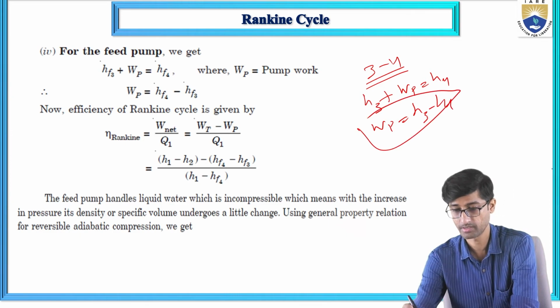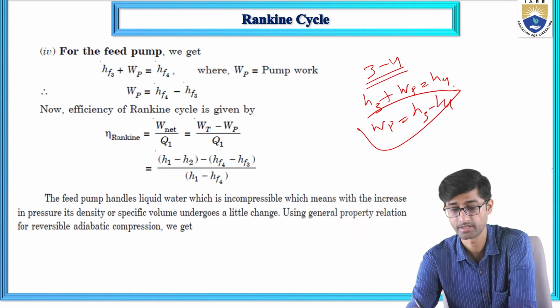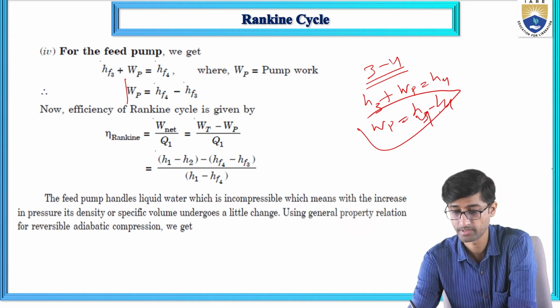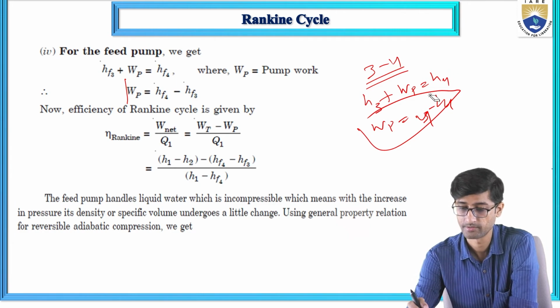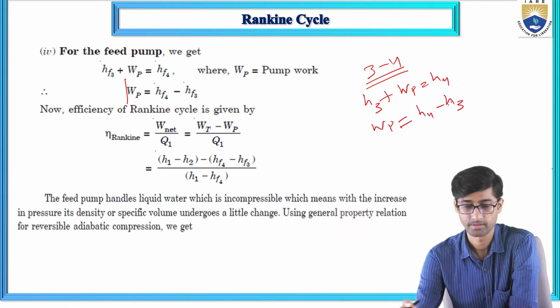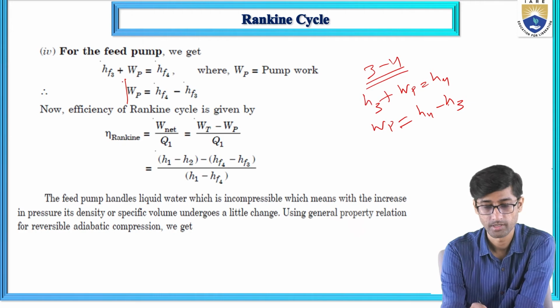If you see here, points 3 and 4 are in the liquid region, that's why we are taking HF3 and HF4. So this pump work becomes H4 minus H3.